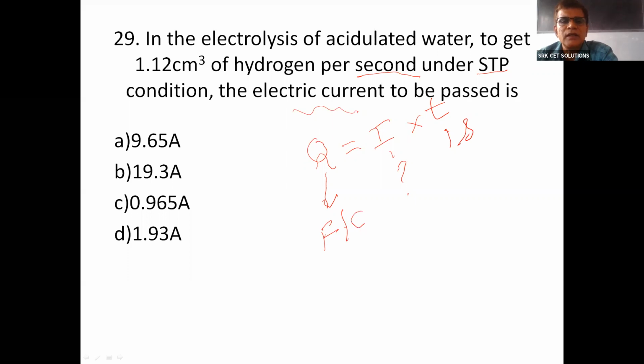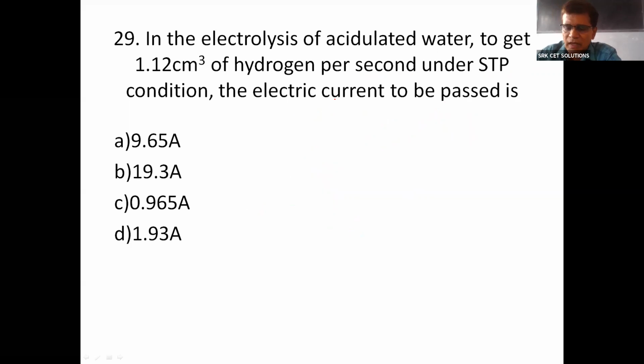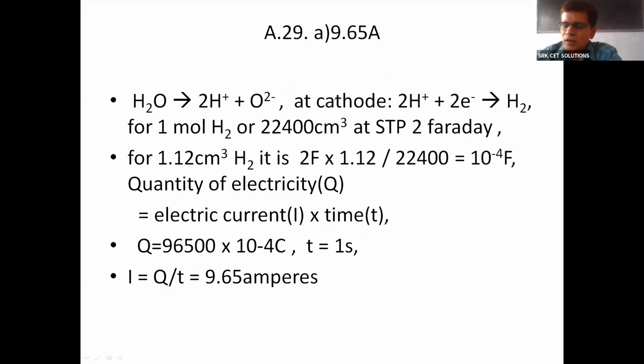So how do we find that? This is found out from the amount of the product formed, whether it is 1 mole. If it is 1 mole, it is 1 Faraday. Like that, you have to calculate it. Look at this detailed calculation.